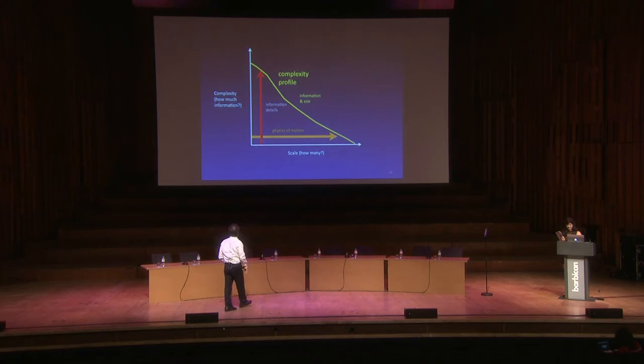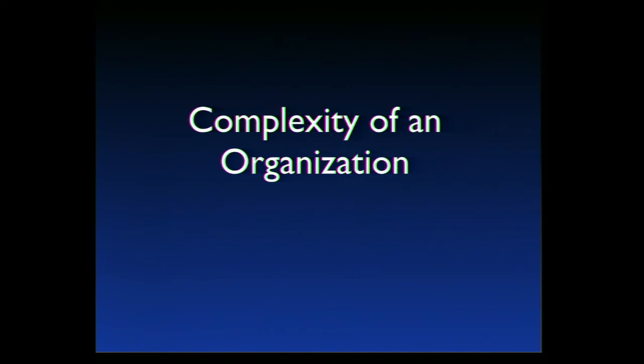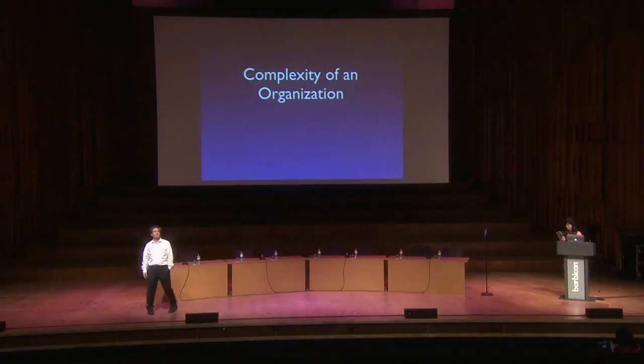For those of you who are technically oriented, there is a quantum mechanical relevance here. If you go to the absolute finest scale, any physical system has a finite amount of information necessary to describe it because of quantum mechanics. That's shown over there, but we're not going to be concerned about that. We're going to be concerned about large-scale behaviors. So what I want to do is switch and talk about organizations and how the nature of organizations affects their descriptions.